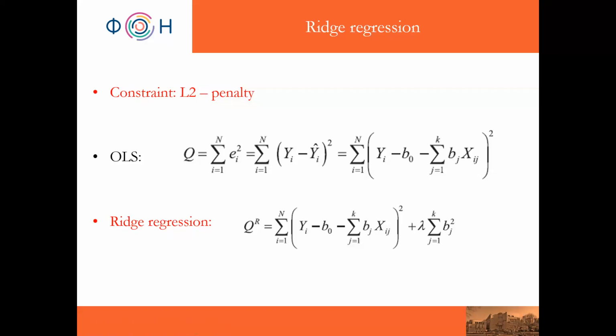So basically, the idea of regularization is to add additional constraints to our initial ordinary least squares. So ridge regression takes into account the L2 penalty. The L2 penalty is related to the sum of the squared values of our regression coefficients.